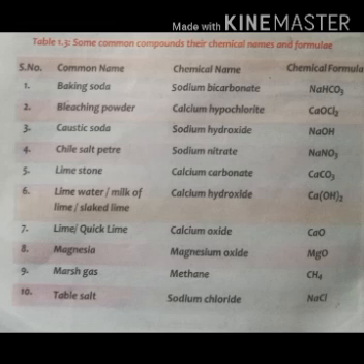Seventh is lime and quicklime. Its chemical name is calcium oxide and chemical formula is CaO. Eighth is magnesia. Its chemical name is magnesium oxide and chemical formula is MgO. Ninth is marsh gas. Chemical name is methane. It is also called natural gas and chemical formula is CH4. Tenth and last one is table salt. Its chemical name is sodium chloride and chemical formula is NaCl.